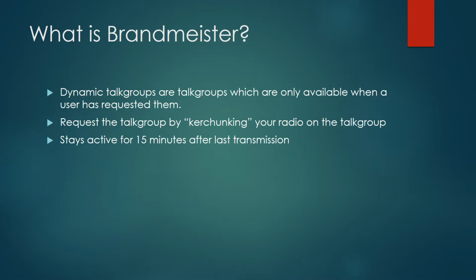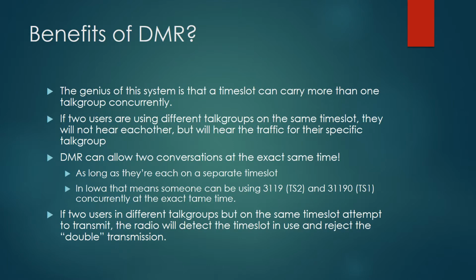Talk groups that are dynamic, once they've begun to be patched through, stay active for 15 minutes after the last transmission. So that means that if you're using a dynamic talk group and you're listening, you need to transmit at least once every 15 minutes. Otherwise, the repeater doesn't realize that there's nobody using that talk group, and the talk group will be disconnected from the repeater. But if you're carrying on a conversation, that should not be a problem because you're transmitting at least once every 15 minutes. So that's a tiny bit of background on DMR.